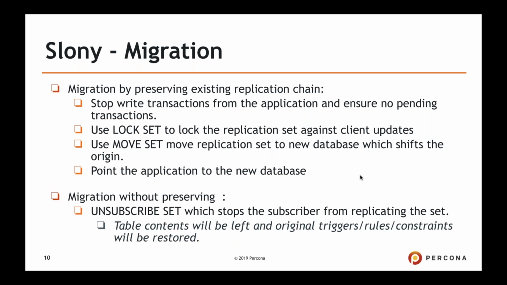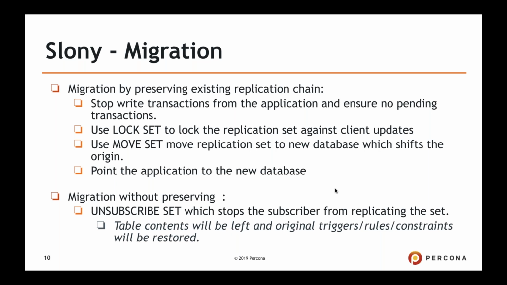Basically, you are going to lock the entire replication. It will temporarily prevent the client updates, and move the replication from your existing database to a newer version. So you can actually move the replication ownership from one node to another. This is useful if you want to preserve the replication chain. And if you don't have to do that, it's very simple. You can just execute unsubscribe set, and specify the parameters. It is very simple to do.